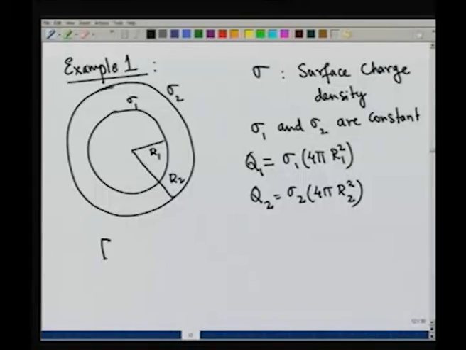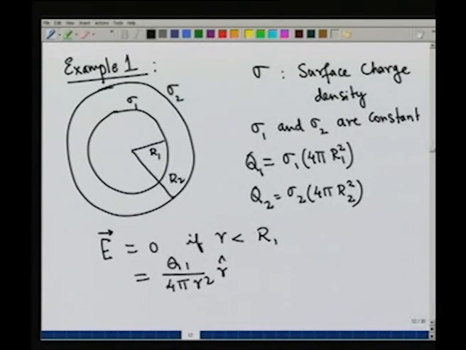So, let me write down the fields. My electric field is equal to 0 if R is less than R1. Everyone will agree with me. This is equal to Q1 over 4 pi epsilon naught R squared R hat if R1 is less than R less than R2.